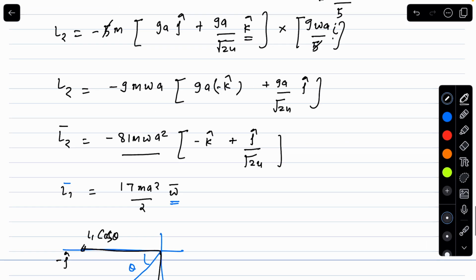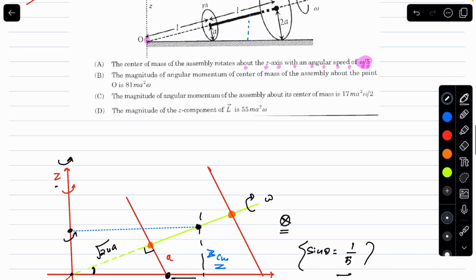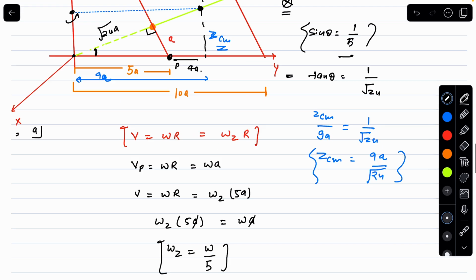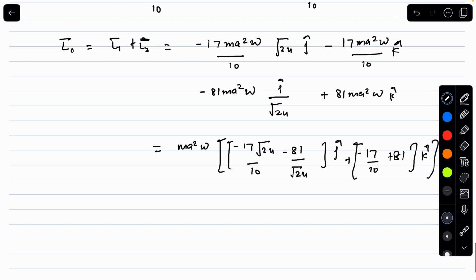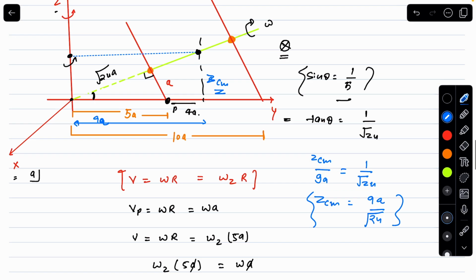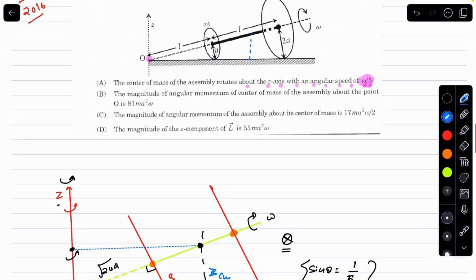If we calculate this value, I think we will not get anywhere close to this 81 ma square omega. Nowhere are we getting 81 ma square omega. We could have got it if we somehow had cancelled out the other terms. Let's suppose only this term is remaining and other terms are cancelled out, then only we can get this answer, right? That is not happening, so that's why the second answer is incorrect. Somewhere we are getting something else about this O point, so that becomes incorrect. This is correct. Now let's move to the next point.